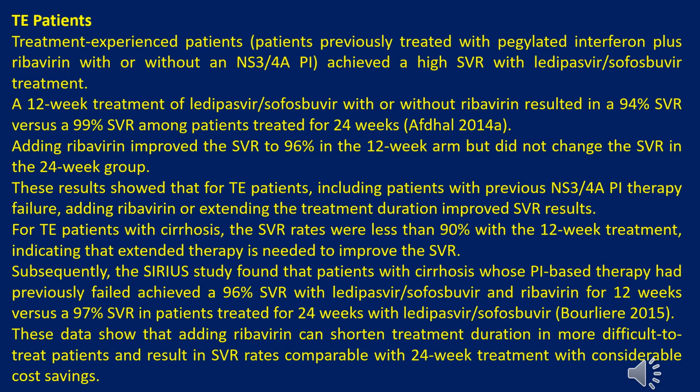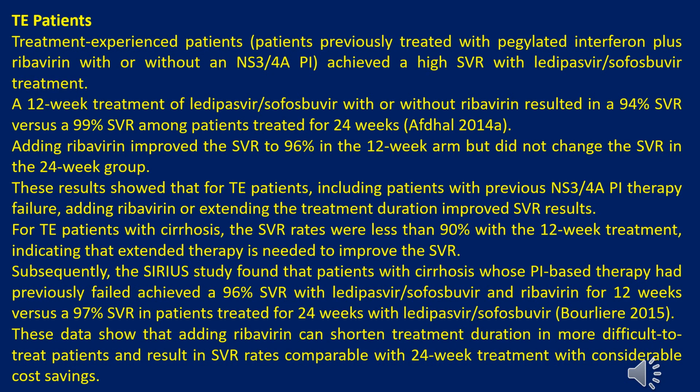Adding ribavirin improved the SVR to 96% in the 12-week arm but did not change the SVR in the 24-week group. These results showed that for treatment-experienced patients, including patients with previous NS3/4A PI therapy failure, adding ribavirin or extending the treatment duration improved SVR results. For TE patients with cirrhosis, the SVR rates were less than 90% with the 12-week treatment, indicating that extended therapy is needed to improve the SVR.